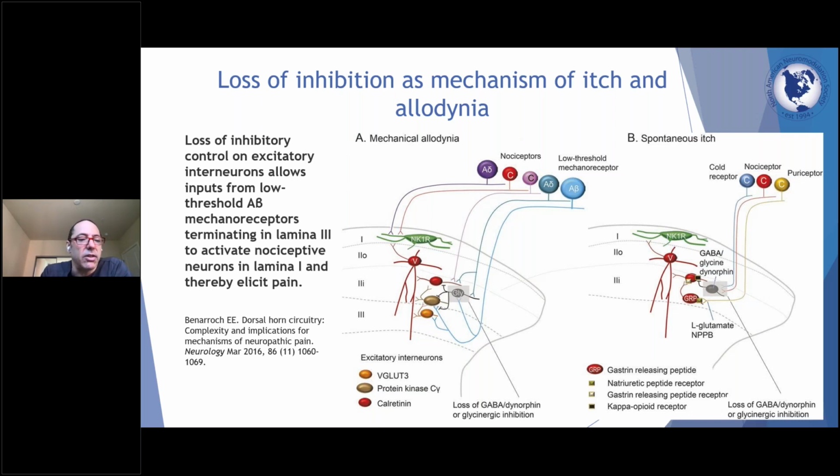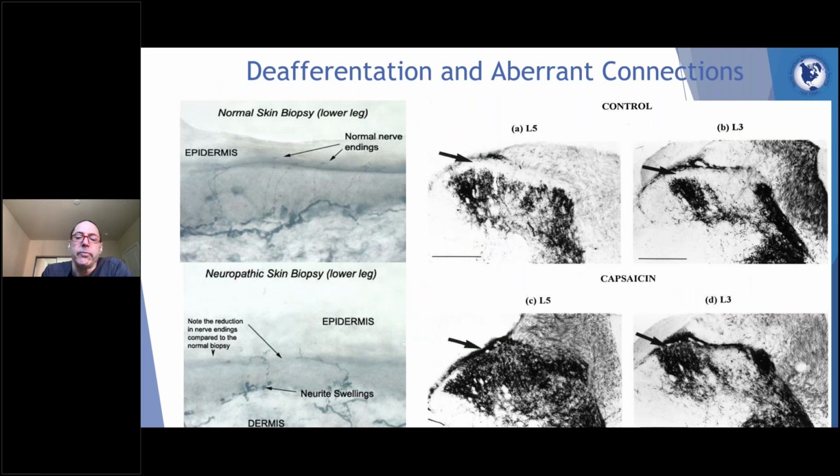But loss of GABAergic interneurons is clearly a mechanism after nerve injury of hyperalgesia and allodynia, and a reason why neuropathic pain is difficult to treat, because the native inhibition is lost.